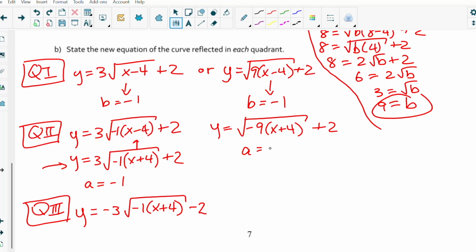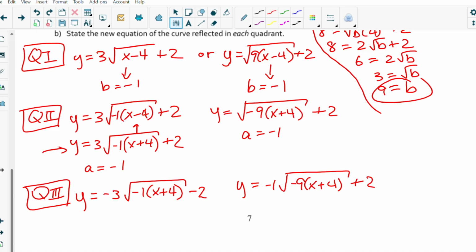For this one, I need a to be -1. Well, the same thing occurs here. If I have y equals -1 times square root of 9 times x minus 4 plus 2, when a is -1, the same reflection happens, but I need it to actually be in quadrant 3, so the k value also has to shift. And the k value has to go to -2.